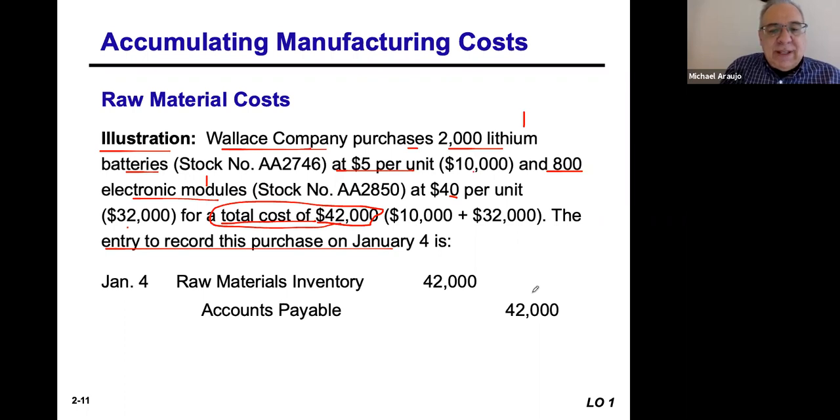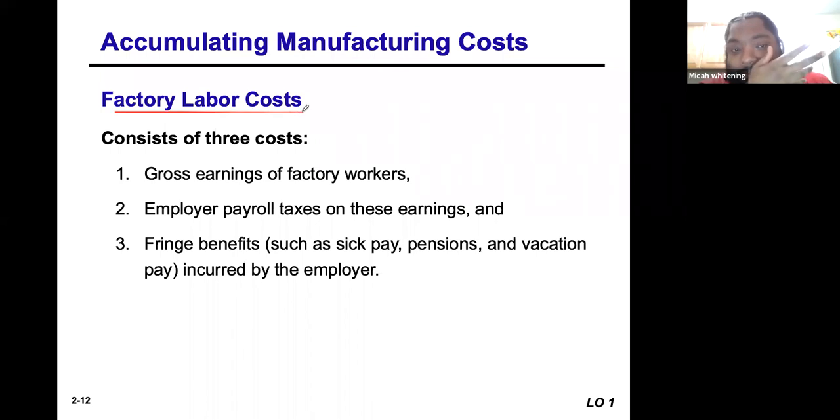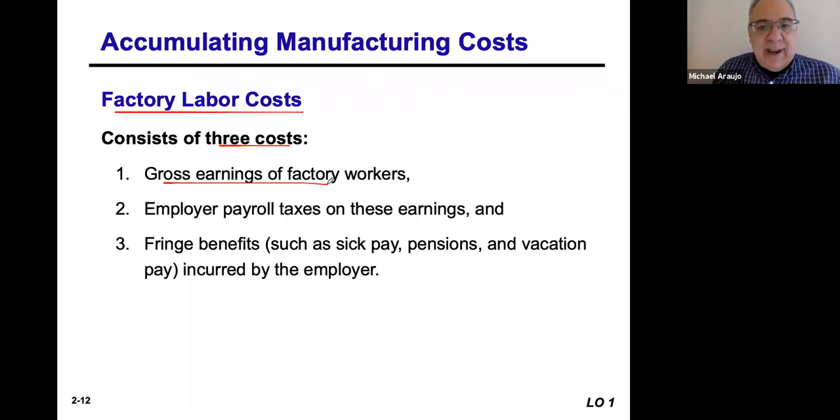And so basically speaking, that would be the start of our accounting in the manufacturing process. Raw materials first. The next thing we would look at are factory labor costs. Factory labor costs really are about three things: the gross earnings of the workers on the factory floor.